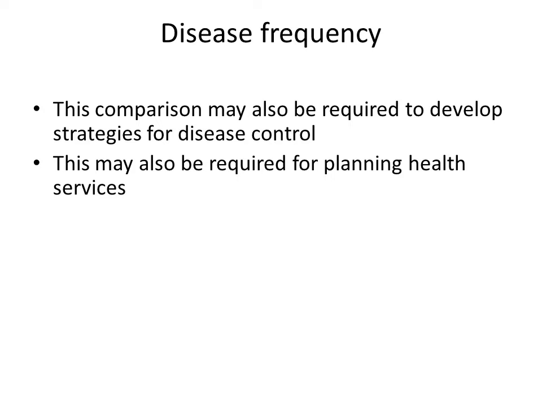Hence, we need to prioritize the diseases for which we plan the health services. No country in the world can have full facility for all the diseases that afflict mankind. So one has to know which diseases are more prevalent in the population for which the health services are to be planned.